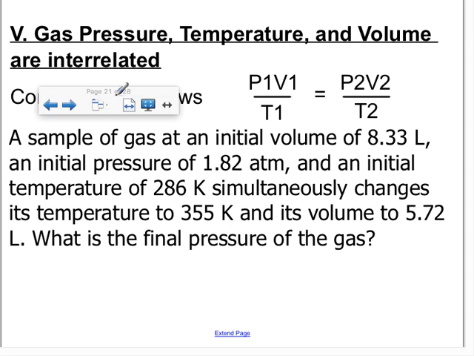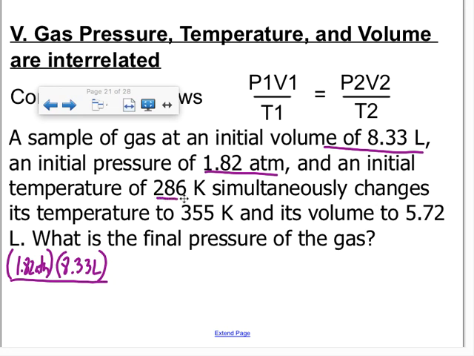So my ones are going to be my initial. Where did I start off with? So my initial volume of 8.33 liters. There's my volume. Initial pressure of 1.82 atm. Over the temperature. They gave it to me in Kelvin. That was very nice. 286 Kelvin. This has to be equivalent to our new conditions. So we have a temperature of 355 Kelvin, a volume of 5.72 liters, and we want to solve for our pressure.